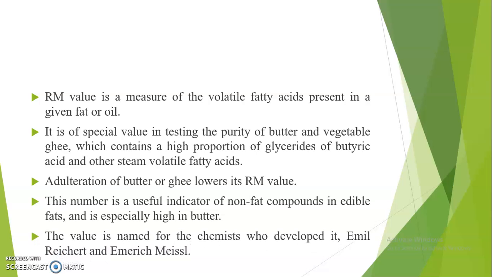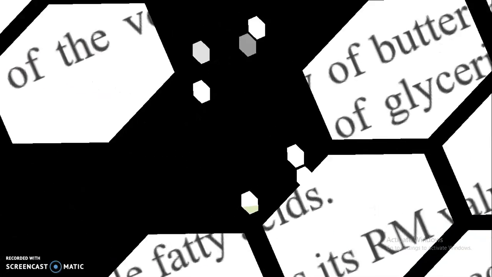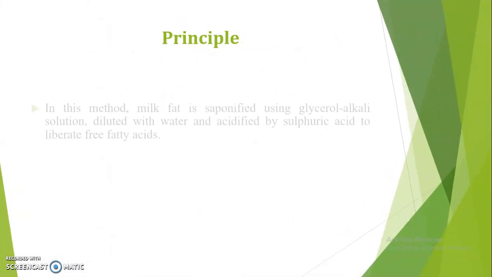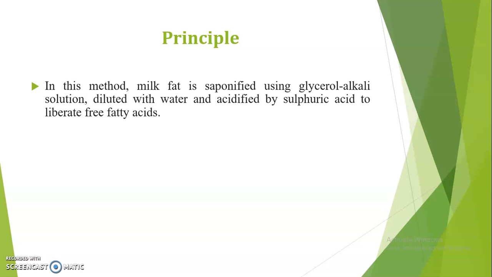The value is named for the chemist who developed it, Emil Reichert, and Reichert Meissl. So these are the two independent scientists who developed this particular value, and by combining both the names, Emil Reichert and Reichert Meissl, this particular value is used. Now after completion of this, we will see what is the principle involved in the determination of the RM value.